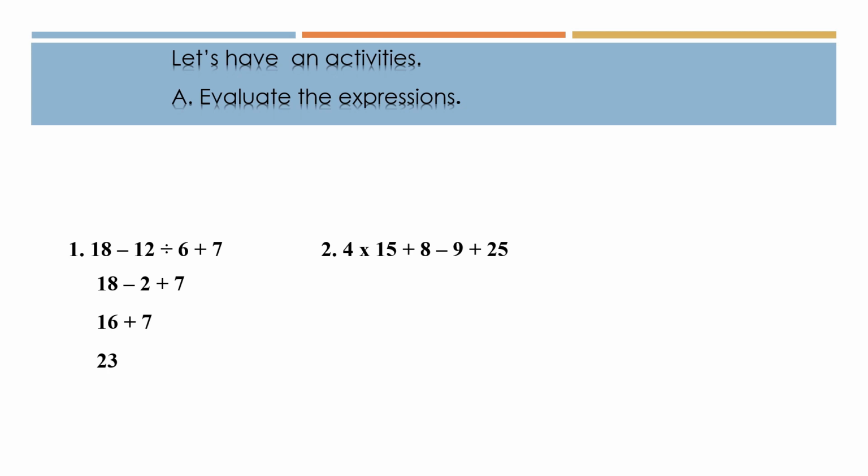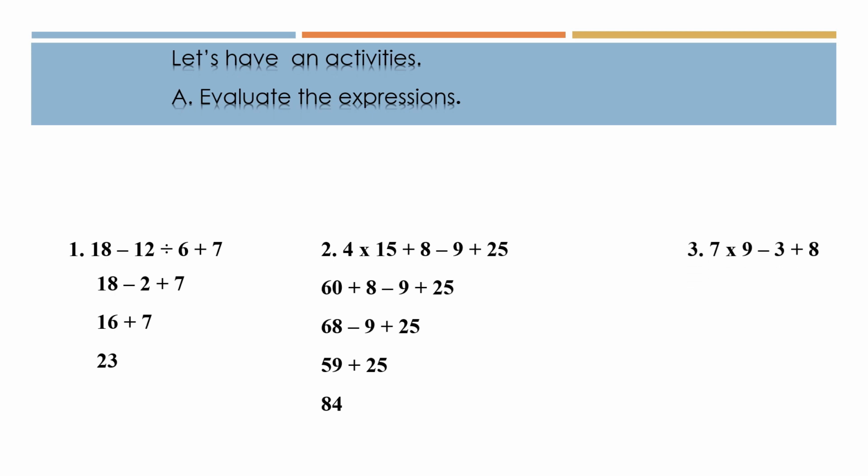Number 2, 4 times 15 plus 8 minus 9 plus 25. 4 times 15 equals 60. Minus 8 plus 9 plus 25. 60 plus 8 equals 68. Minus 9 plus 25. 68 minus 9 plus 25, the answer is 84.